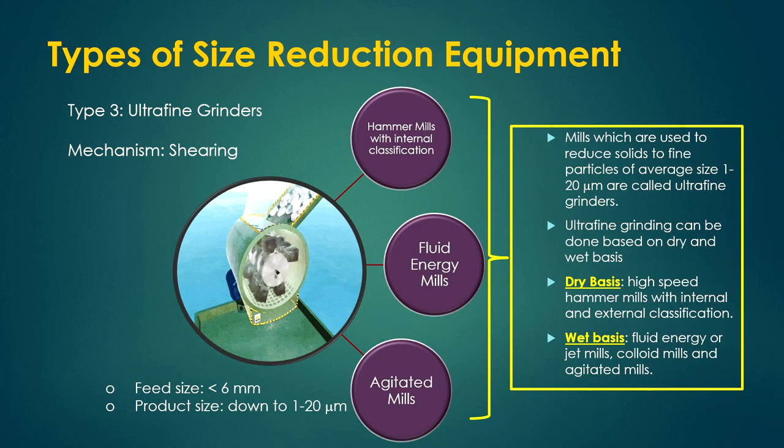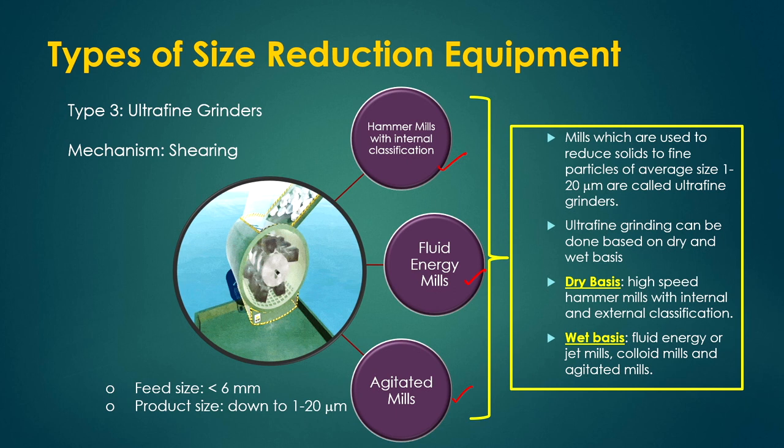And then type 3, ultra fine grinders. Here the mechanism is shearing. Generally hammer mills with internal classification, as shown in the picture, fluid energy mills and agitated mills are commonly used ultra fine grinders for reducing feed size of less than 6 millimeter to a product size within a range of 1 to 20 micrometer. Whatever mills are used under this classification to reduce solids to fine particles of average size 1 to 20 micrometer are called ultrafine grinders.